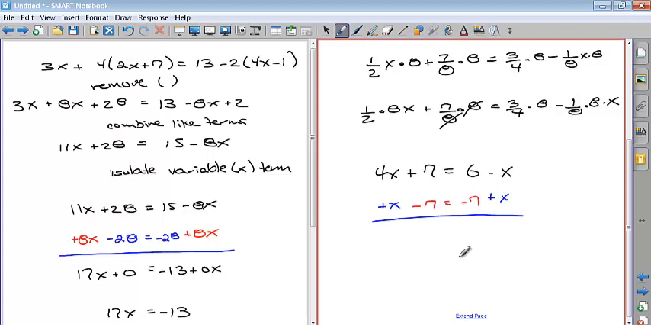Put a little equal sign in there, and then I add everything. 4x plus 1x is 5x. This is 0. This is -1. That's 0. Then I divide by the coefficient in front of the variable, and I get x is equal to -1/5.